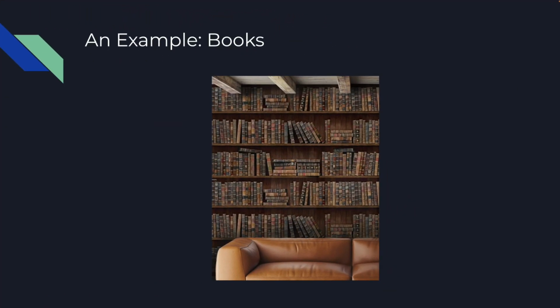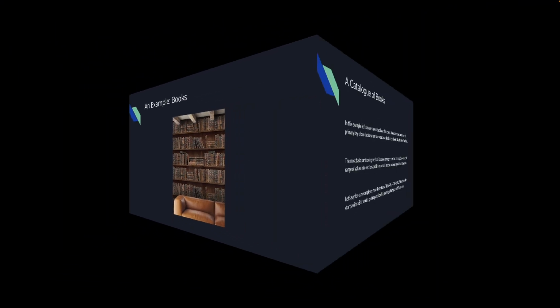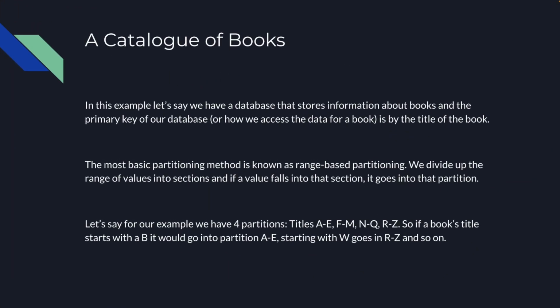Let's look at an example dealing with books. And we're going to be talking about a catalog of books. In this example, let's say we have a database which stores information about books, and the primary key of our database, or how we access the data for a book, is by the title.